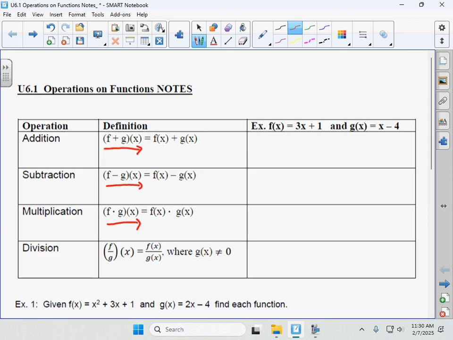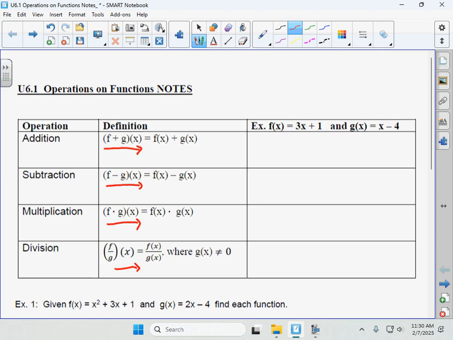And then the last one, division, f over g of x, means the f of x function divided by the g of x function. And because of division, we have to define the excluded value. All right, and so if there's an excluded value, we have to state what that is. All right, so let's look at these examples.